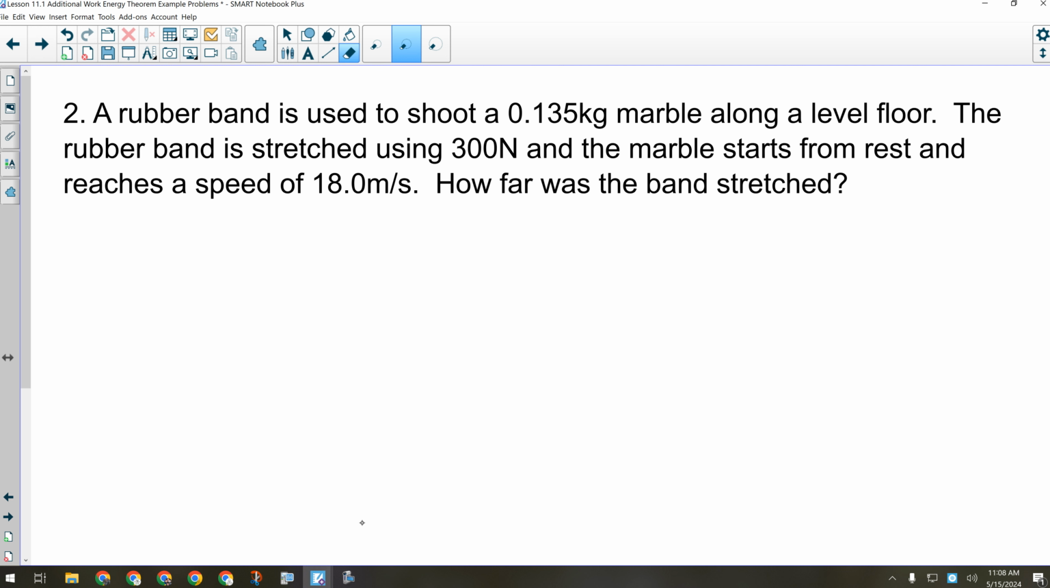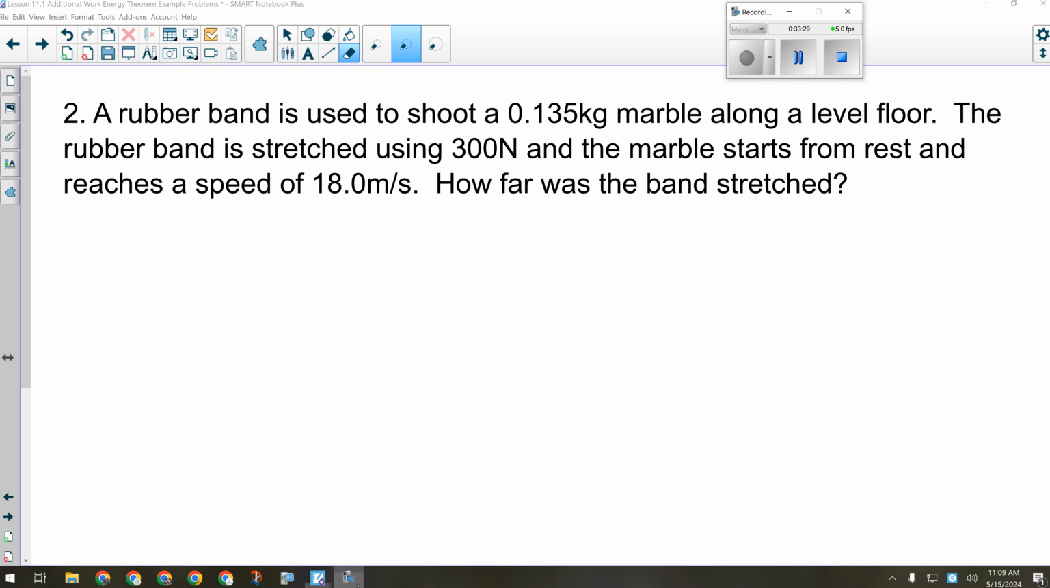Okay. So a rubber band is used to shoot a 0.135 kilogram marble along the floor. We're going to work with a rubber band tomorrow in our lab, so this is kind of a setup for that. And it mentions a level floor again. The rubber band is stretched using 300 newtons worth of force, and the marble starts from rest and reaches a speed of 18 meters per second. We're looking for how far we stretched the band.